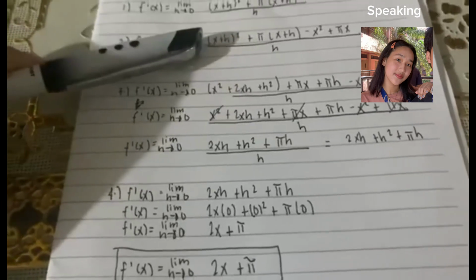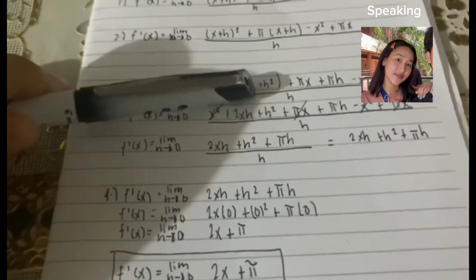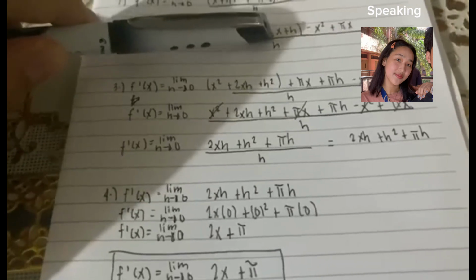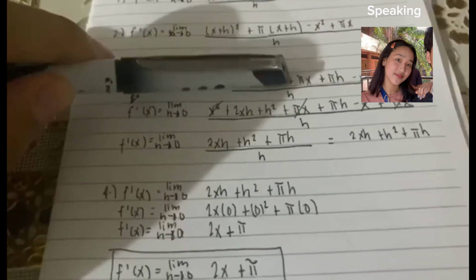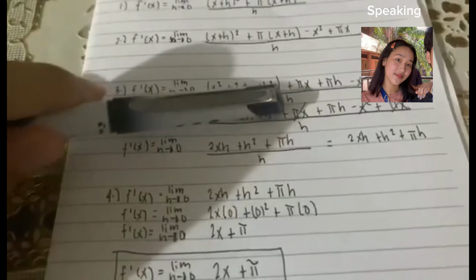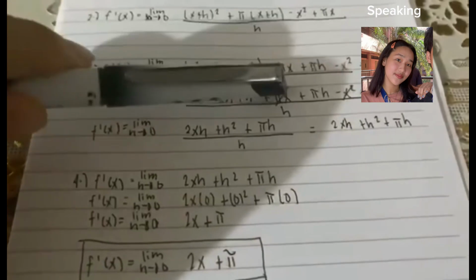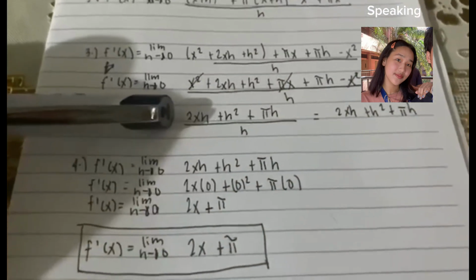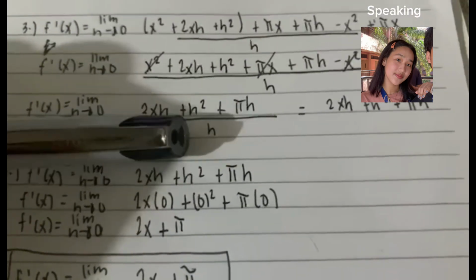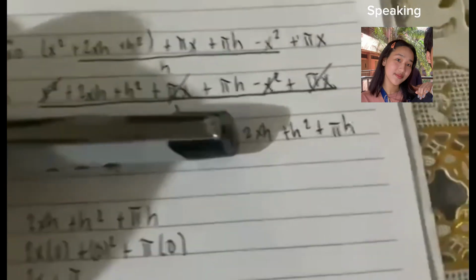In the third step, we need to evaluate everything. In this part, we used the FOIL method. So it will be x squared plus 2xh plus h squared. While in this part, we multiply the pi with x plus h. So it's plus pi x plus pi h, and copy minus x squared plus pi x and divide it by h. Next, we cross out the x squared and the pi x. So this is what is left: 2xh plus h squared plus pi h over h. In this part, we need to remove the h. So this is what is left.